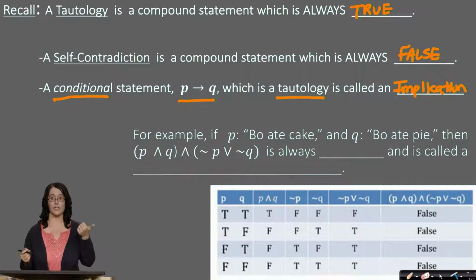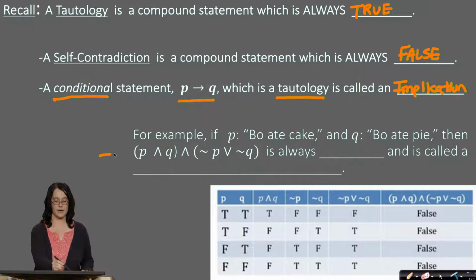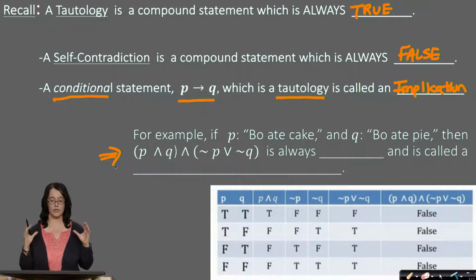All right, so let's take a look if our next compound statement on this slide is one of these three: tautology, self-contradiction, or implication. Let's see. So we have this compound statement here. In parentheses, it reads P and Q, then it closes parentheses, and, parentheses, not Q or not P. So what is this saying? Well, let's assume that P was the simple statement, Bo ate cake, and Q was Bo ate pie. Then how would I read this in English? In parentheses, it says, Bo ate cake and pie, and he did not eat cake, or he did not eat pie. It's kind of a weird statement, but that is how we would read it in English.